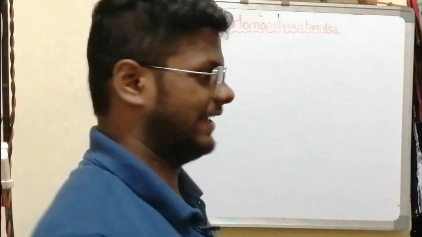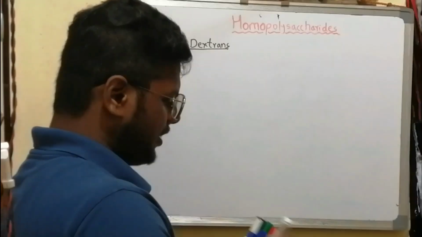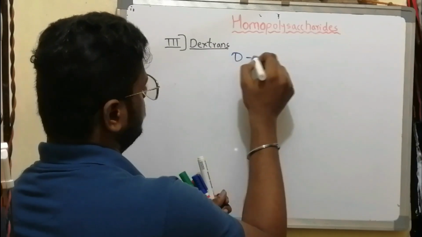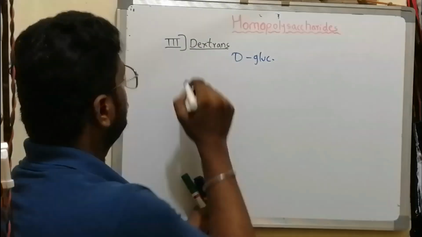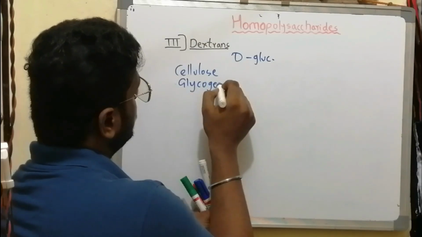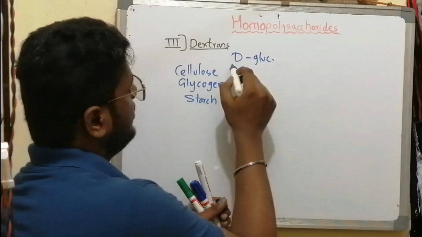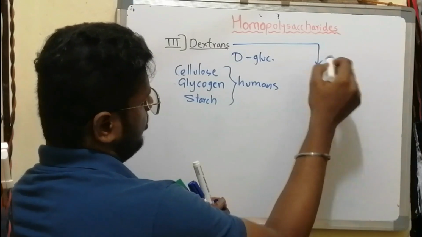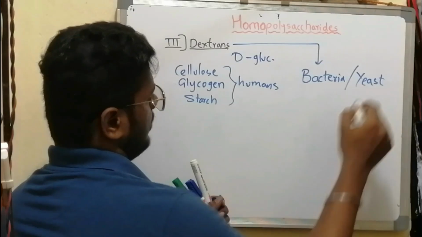Our next important homopolysaccharide is dextrans. Now the dextrans are also homopolymers of D-glucose only, but the difference between them and the other homopolymers of D-glucose like cellulose, glycogen, and starch is that these are found in humans, but the dextrans are found in bacteria and yeast.